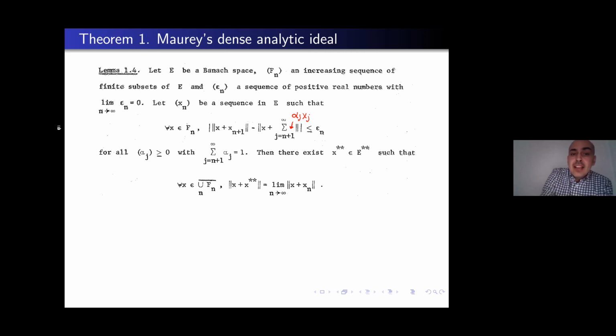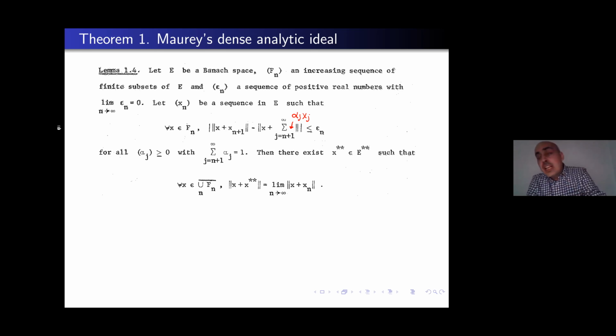That verify some small enough approximation of x plus xn plus 1 and x plus some linear combination of this xj. So in the end, I don't want to enter into the technical details. One has to make some modifications here, but the only thing I want to say is when Moray is proving his theorem, he defines certain class of sequences.